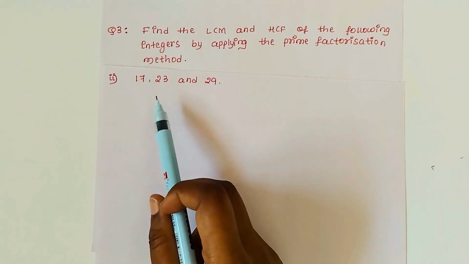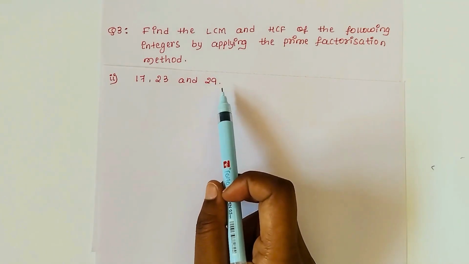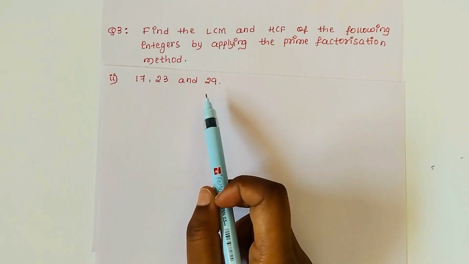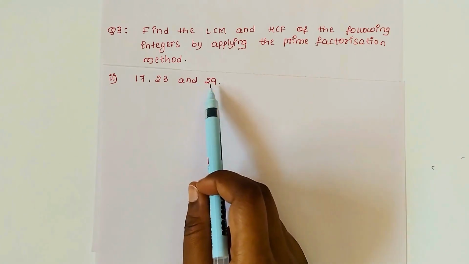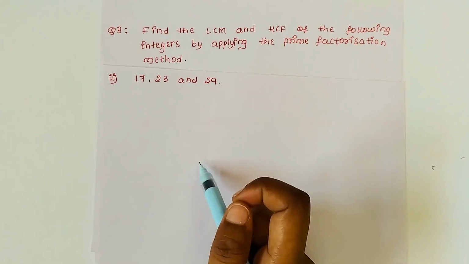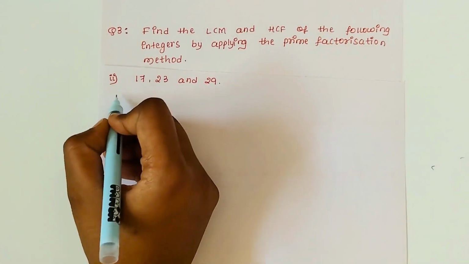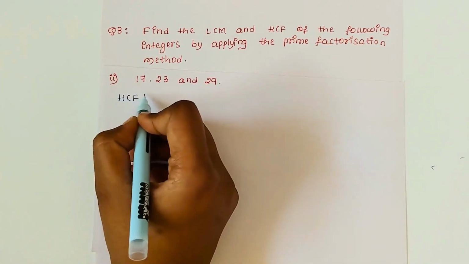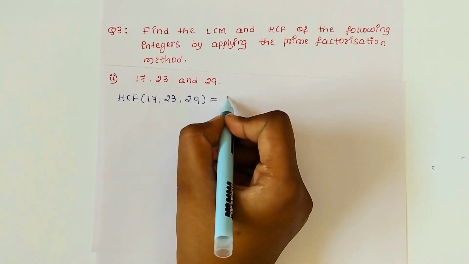So the second question is, here we have to find the factors by the factorization method. But concentrate on the numbers. See, all the integers are prime numbers now, isn't it? See, here 17 is a prime number, 23, 29, both are prime numbers only. So HCF of all the prime numbers is always equal to 1 and LCM of all the prime numbers is always equal to the product of the given prime numbers. Okay, so directly here I am writing the HCF of 17, 23 and 29 as 1.